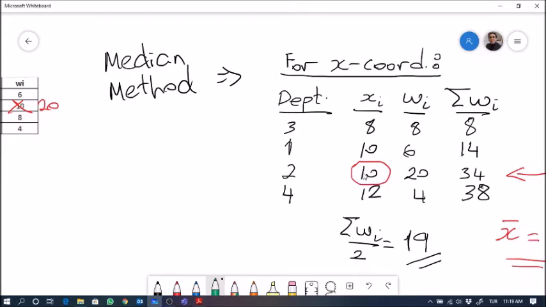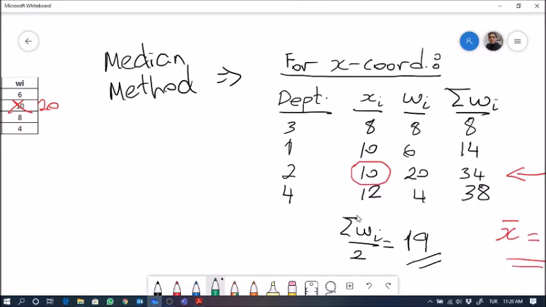Then for department 2, we have the x-coordinate value 10 again. The weight is this time 20. The cumulative weight is 34. And then for department 4, the x-coordinate, which is the largest value, is 12. The weight is 4. Cumulative weight is 38.